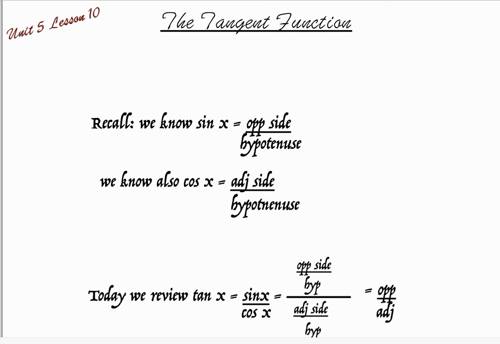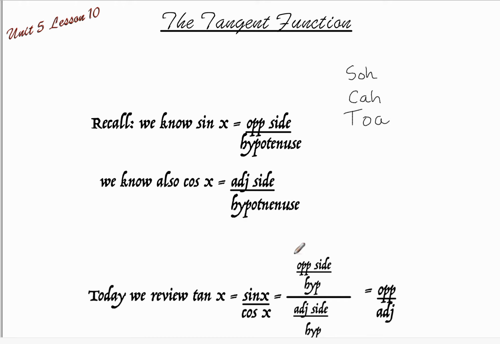So the last circular function we have to learn is the tangent function. Hopefully you learned somewhere in geometry that sine was opposite over hypotenuse, cosine was adjacent over hypotenuse, and then you learned that tangent was the opposite over adjacent.